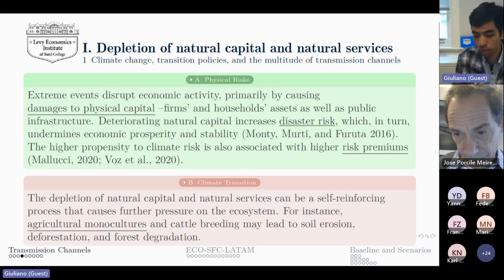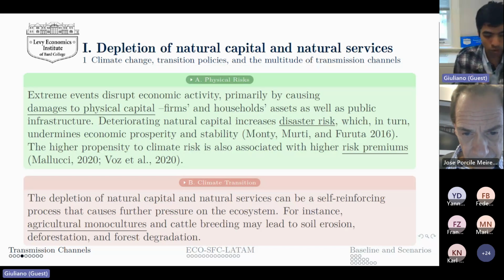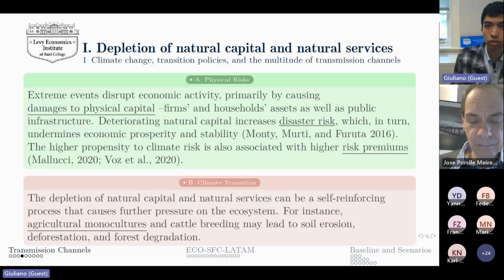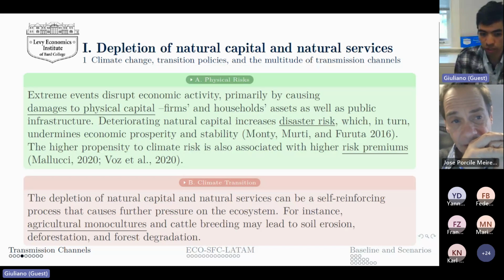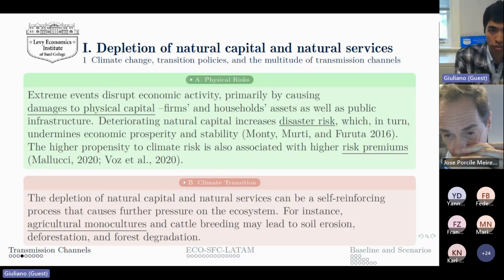From the climate transition perspective, or more precisely from the absence of those climate transition policies, this could cause a sort of self-reinforcing process, if regulation fails to intervene on some serious human activities such as agricultural monocultures and cattle grazing, which may lead to soil erosion, deforestation, and forest degradation.